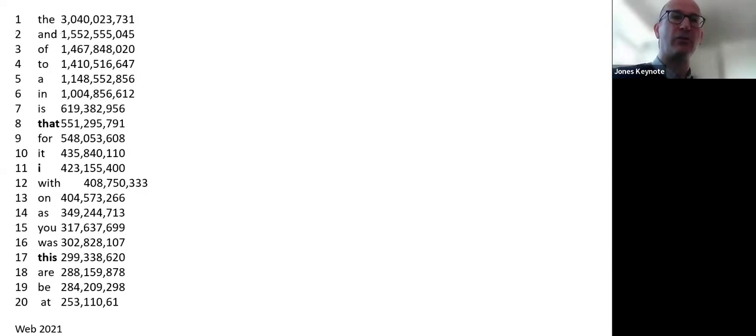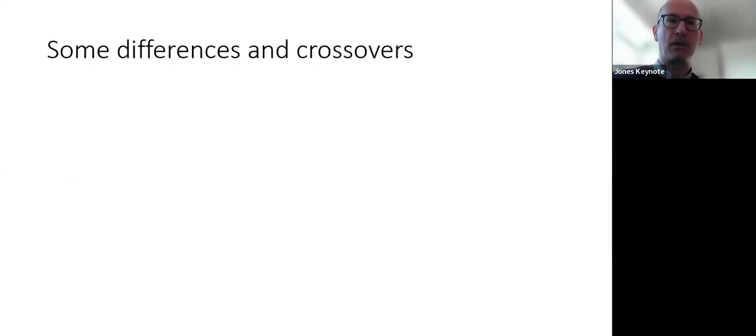If we compare to the Web 2021, we see some differences. Again, we've got "that" as highly frequent and also "this", but there are some differences. "I" and "you", while frequent, are not as high up the numbers of frequency. And we see a word like "and" being much higher frequency here. Okay, so some differences and crossovers here.